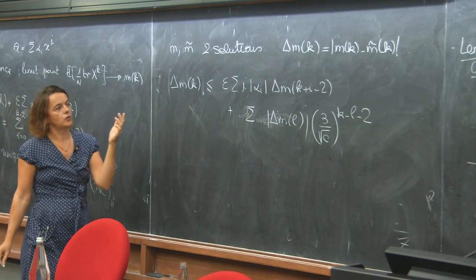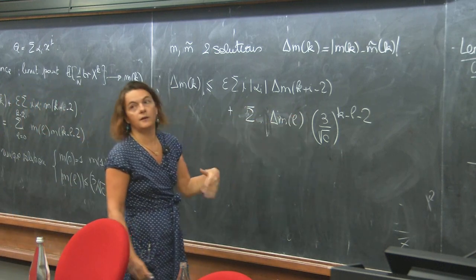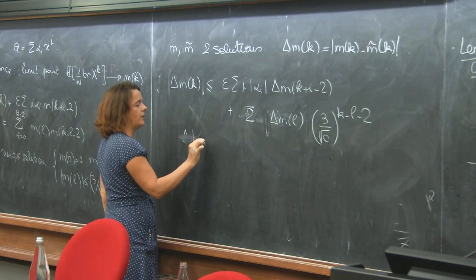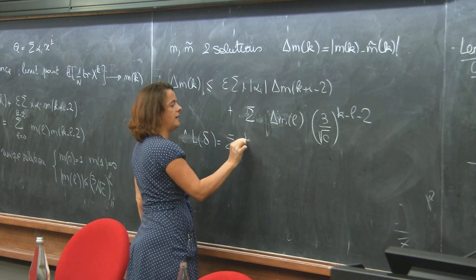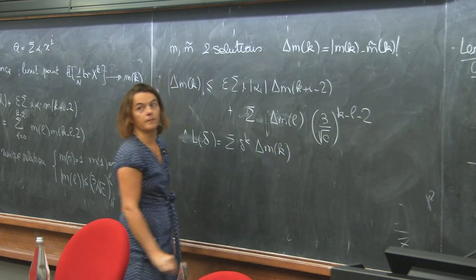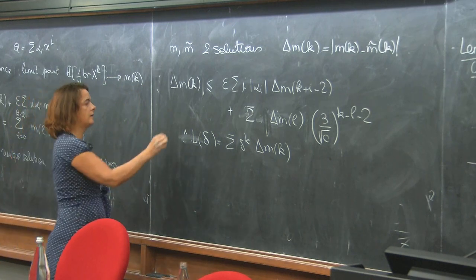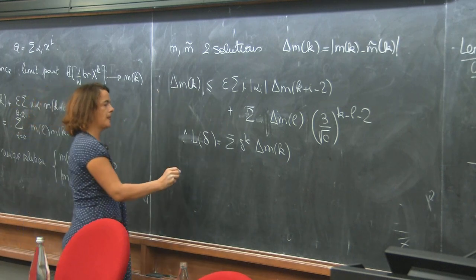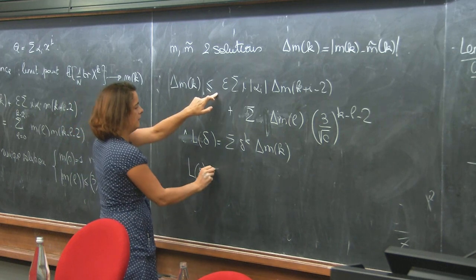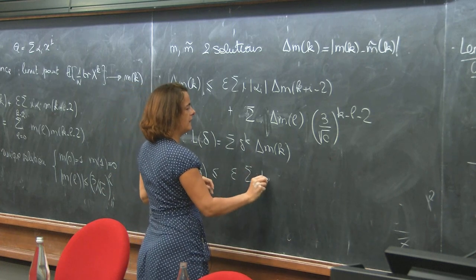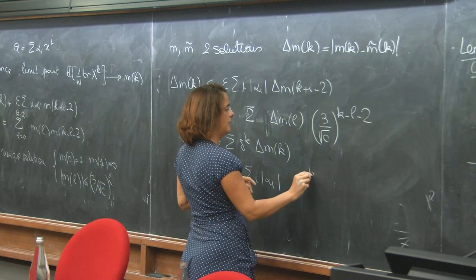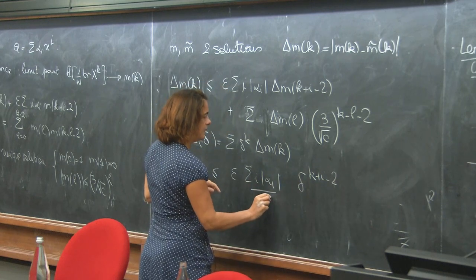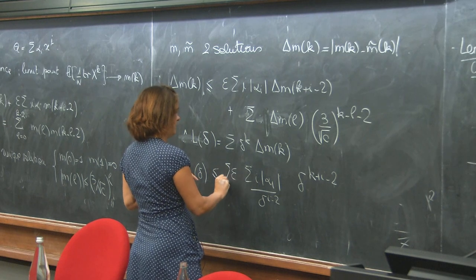Okay. And now to show that there is a unique solution, I take a generating series. So let's take L of delta, which is the sum of the delta m_k delta^k. Then in the case k equal to 0 and 1, this is 0 because the boundary conditions are the same. And so what you get is L of delta is smaller than epsilon sum over i of alpha_i. Here I multiply by delta to the k plus i minus 2, and I divide by delta to the i minus 2, and I sum over k.